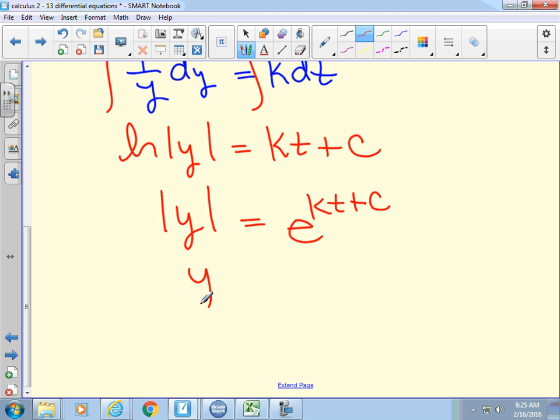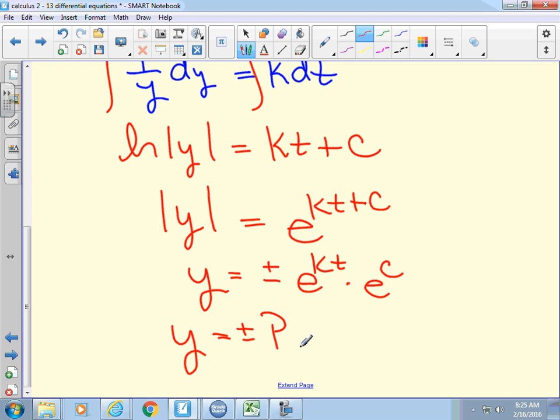So I have y is plus or minus, and we did learn we could write this as e to the kt times e to the c. And isn't e to the c just some other constant? I'm going to call it p, just for fun. Everyone agree?